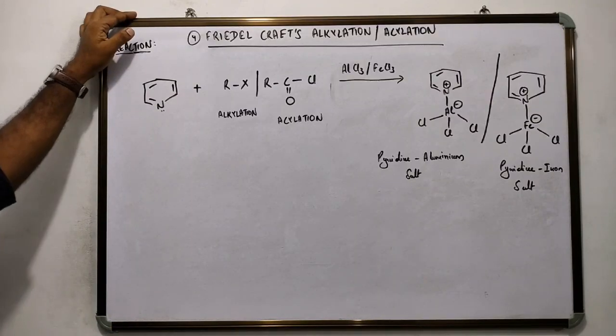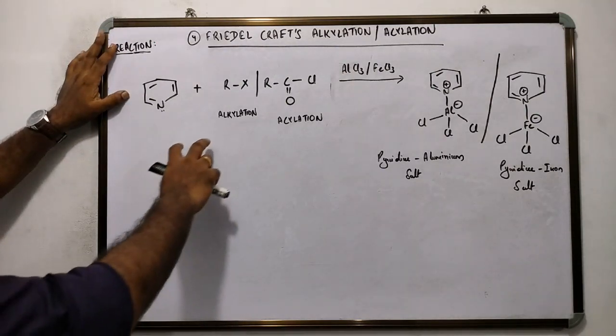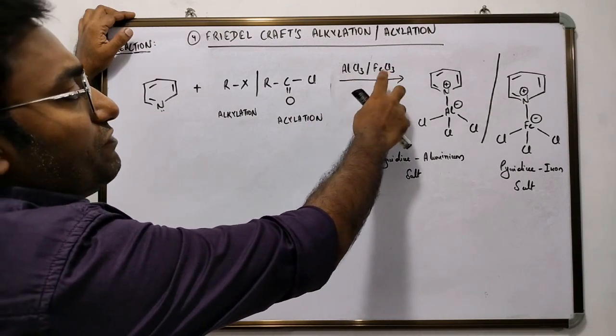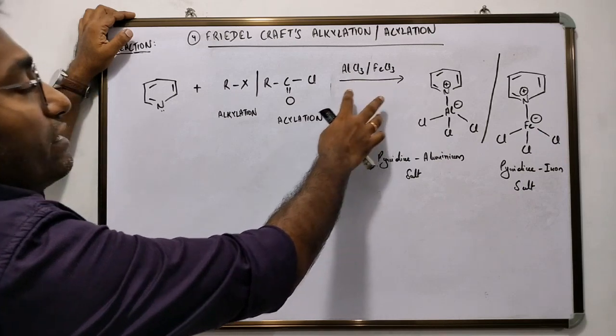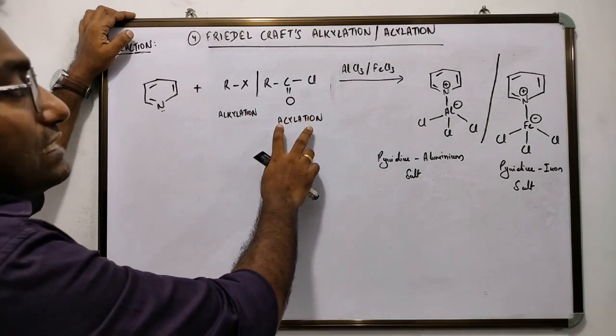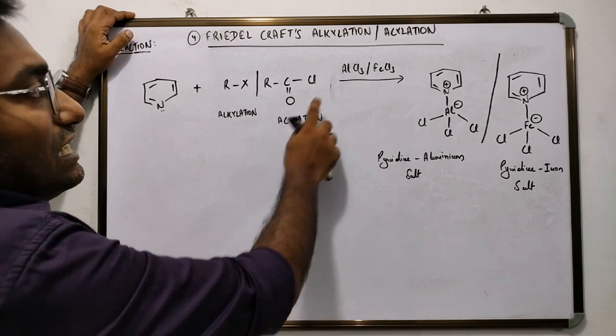Pyridine does not undergo Friedel-Crafts alkylation or Friedel-Crafts acylation. This is because the Lewis acid catalyst, which is AlCl3 or FeCl3, does not wait for electron pair from alkyl halide in case of Friedel-Crafts alkylation or acyl halide in case of Friedel-Crafts acylation.